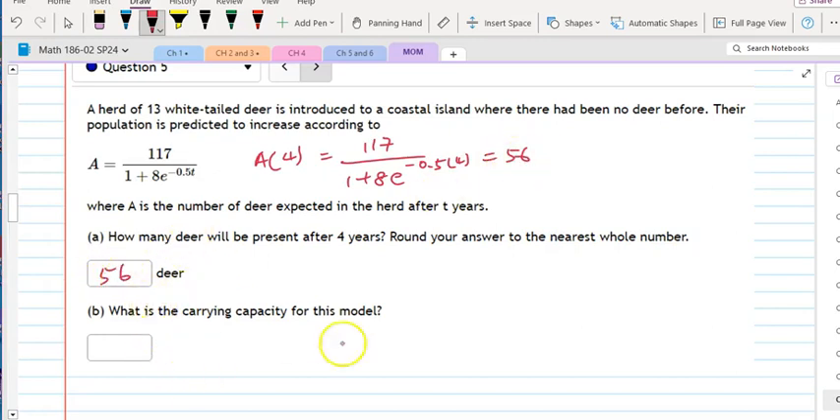Carrying capacity is when t approaches infinity, when t is really, really big. So this would be 0. E to the negative 0.5 times infinity would be 0. So basically it's 117 over 1, which is 117.